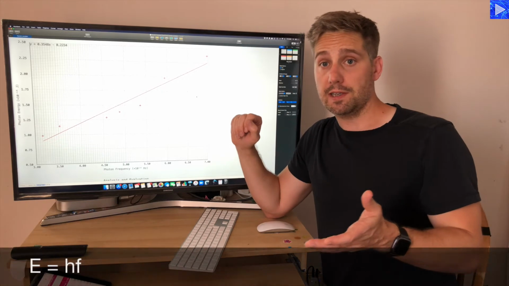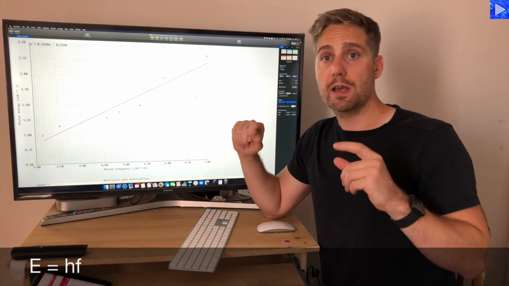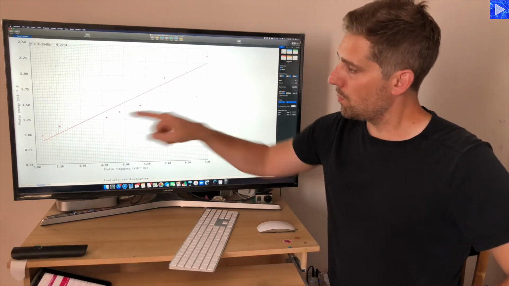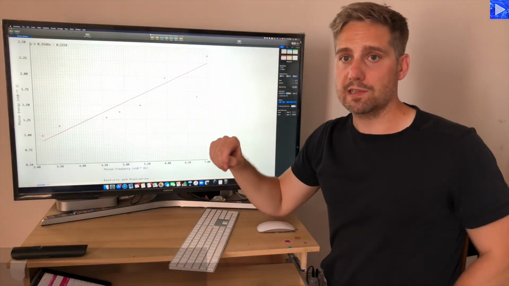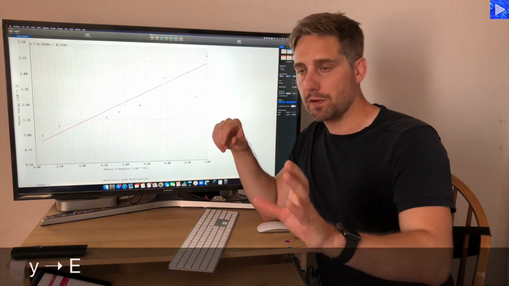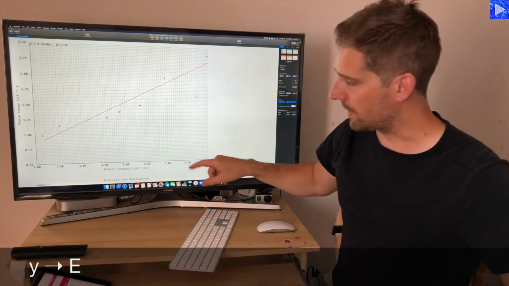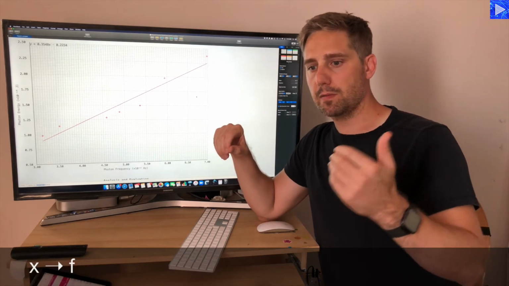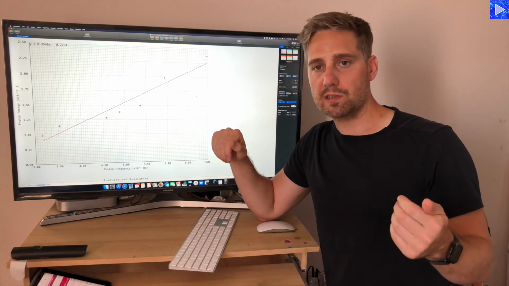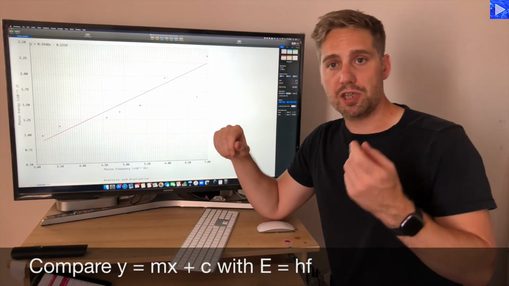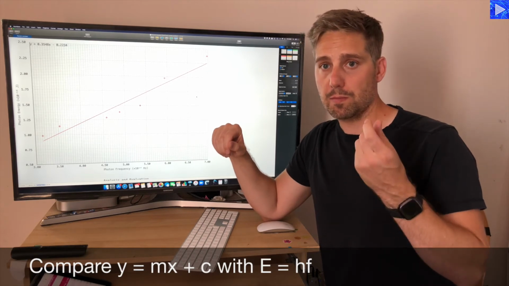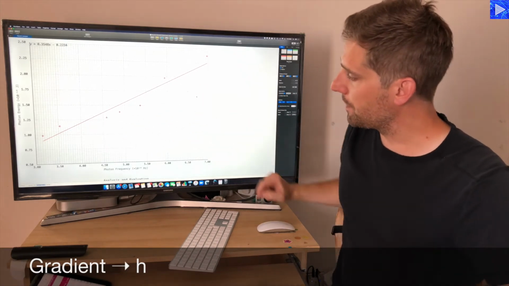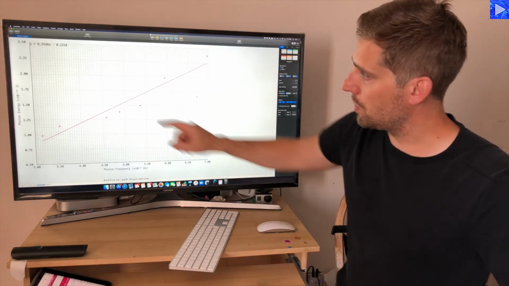The equation that relates our data is E equals hf, so that's photon energy equals Planck's constant multiplied by the frequency. Since we've plotted photon energy on the y-axis, the y variable is photon energy, and the x-axis is photon frequency, that's the f. So anything multiplied by x in y equals mx plus c is the gradient. In our equation, E equals hf, that is just Planck's constant, so Planck's constant is equal to the gradient of our line. So that's what we're going to use to calculate.